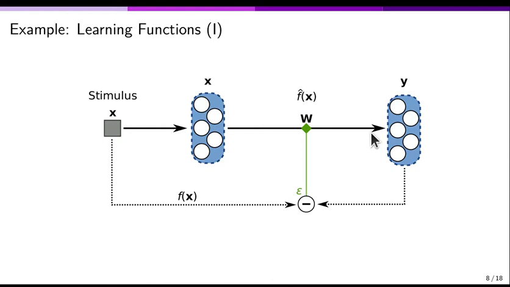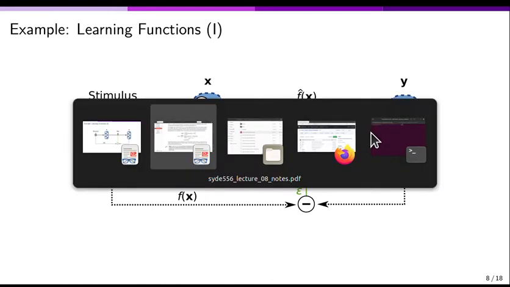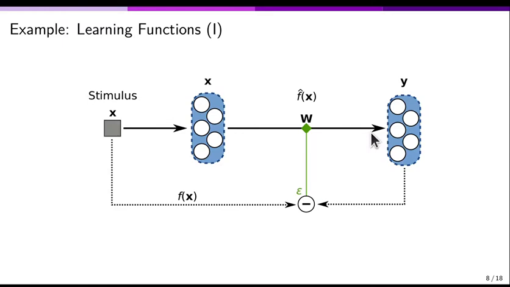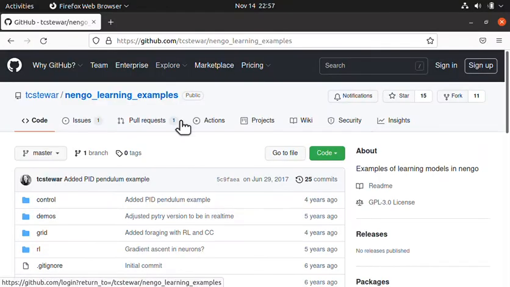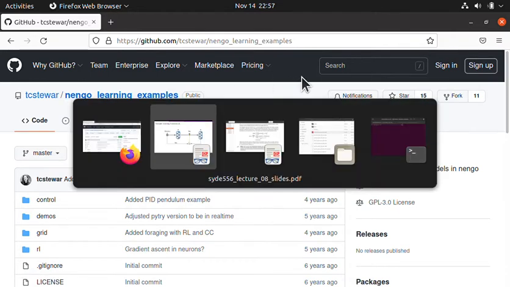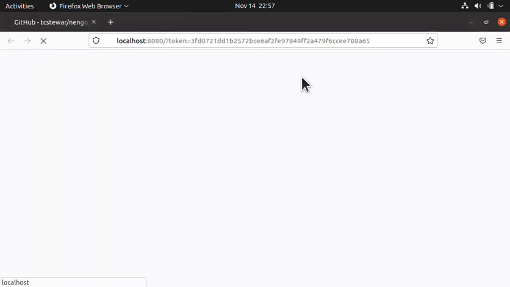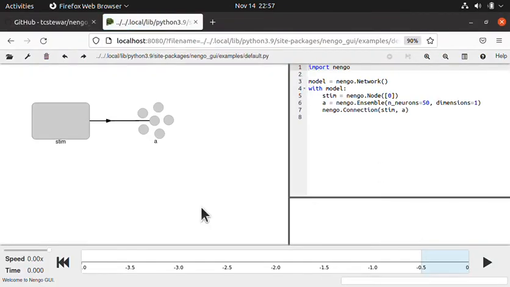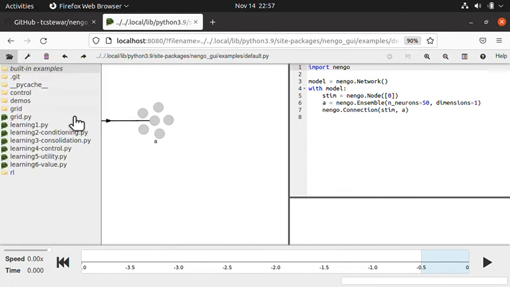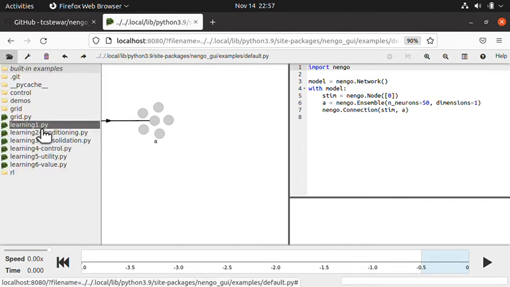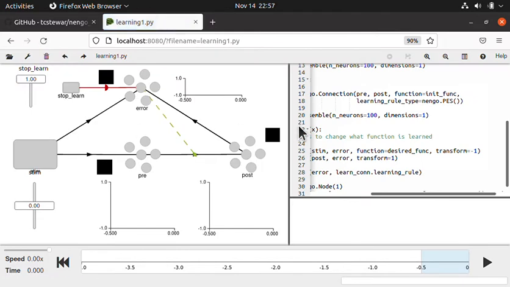All right. Instead of coding up all these examples live, I'm going to be using all the examples from this repository here. This is my GitHub account, Nengo Learning Examples. So that's where all these examples are going to be coming from. And let me just run Nengo and pull that up. All right, now I'm going to open this up inside Nengo Learning Examples. We're going to do learning 1 as an example. There we are.